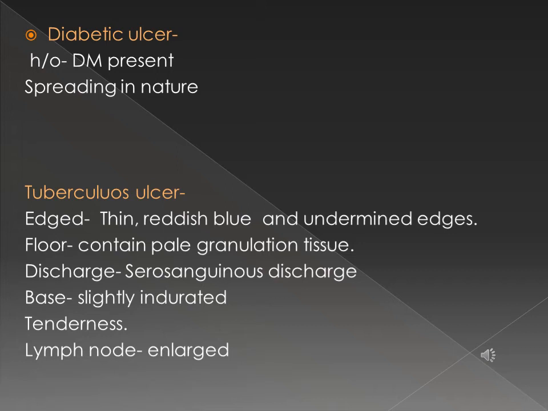Then the next one is tuberculous ulcer. The common sites are neck, axilla and groin. Complaint is slightly painful. Edges are thin, reddish blue and undermined. Floor contains pale granulation tissue. Discharge is serosanguineous. Base is slightly indurated. It indicates a chronic ulcer stage. Then the tenderness is slight. Lymph nodes are enlarged, matted and slightly tender.